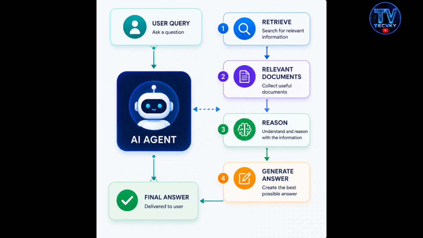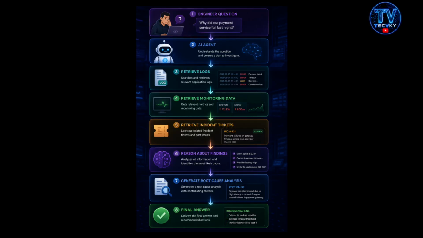Next, step 4 is generate answer. Once the agent has gathered and understood the information, it generates a response. The answer is grounded in real data rather than relying only on what the model learned during training. Let's see one example. Imagine you are an engineer and you ask, why did our payment service fail last night? The AI agent searches logs, monitoring dashboards, and incident records. It then reasons over all the information and provides a complete root cause analysis.